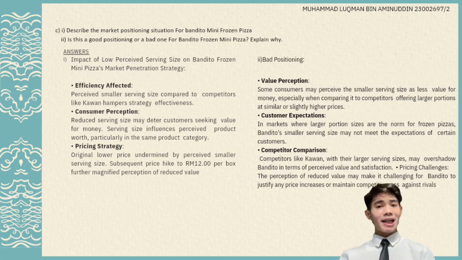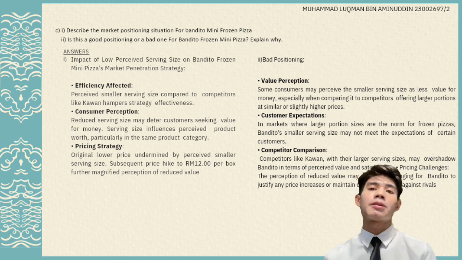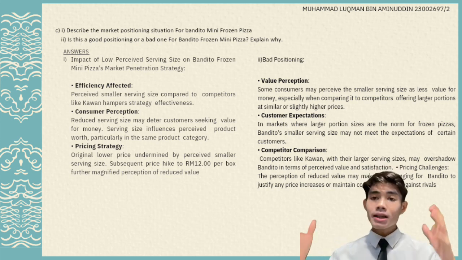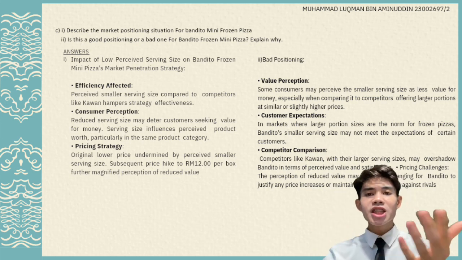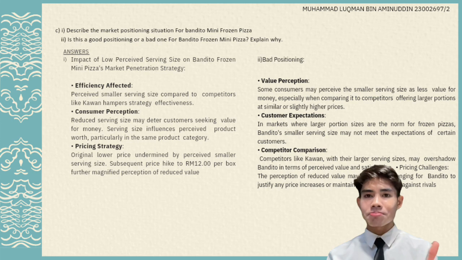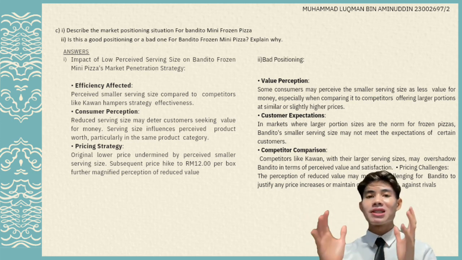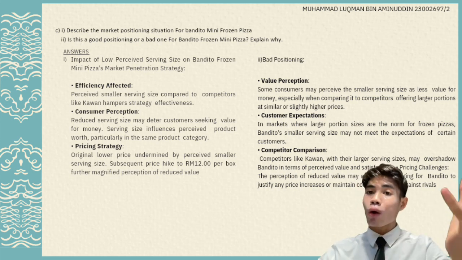Let's begin with the last section, section C. Based on the data given in the perceptual map, describe the market positioning situation for Bandito frozen mini pizza. Bandito frozen mini pizza has low perceived serving size. It is enough only for one adult. The effectiveness of Bandito frozen mini pizza's market penetration strategy is significantly impacted by its perceived smaller serving size when compared to competitors such as Kawan's brand.